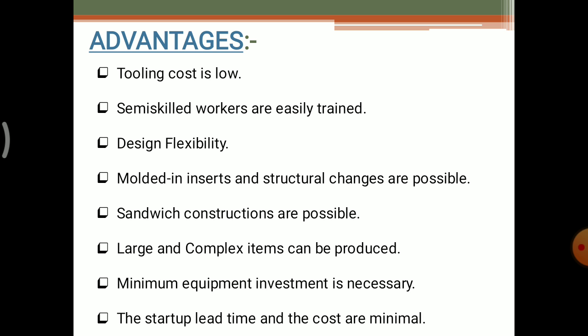Next, large and complex items can be produced. These are similar advantages to the hand layup method also. Any type of complex shape can be produced in this process. Next, minimum equipment investment is necessary. So there is no need for high-end equipment. Only medium equipment is utilized and invested in this process. Next, the startup lead time and the cost are minimal. The lead time is very low, and the cost is also reduced in this process. Only the catalyst, resin and the chopped fibers are used. No extensive material is used in the process. So these are the basic advantages of the spray layup process.